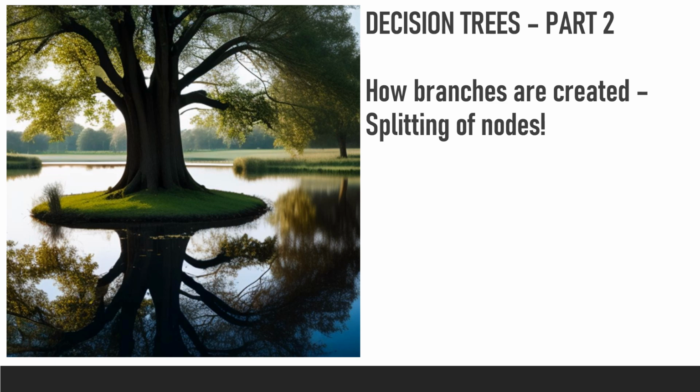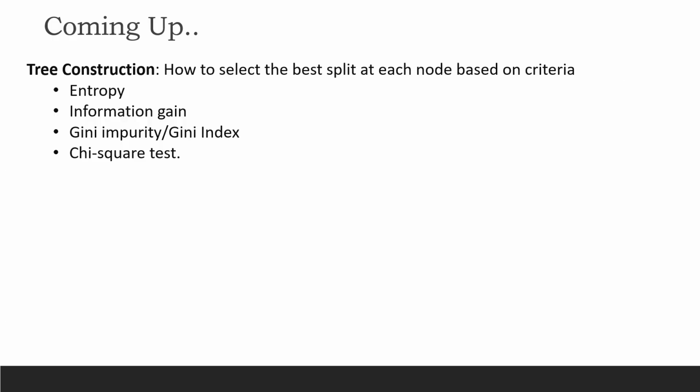So today we are going to continue our discussion on decision trees. In the first video, we saw how decision trees work. We saw the basic fundamentals, and we discussed that there are certain metrics which help us decide how the branches of these trees are created. So what will be the decision? What will be the attribute on the basis of which the splitting will happen?